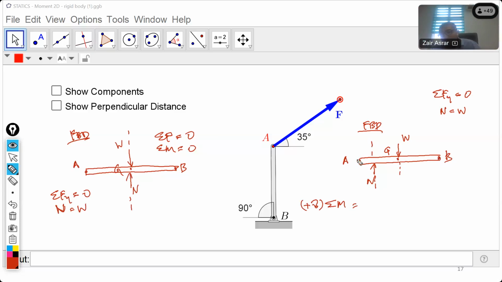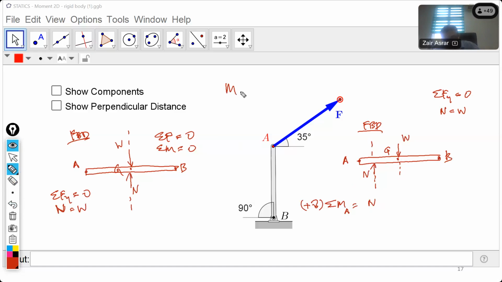Since here we have 3 points, let's say we try to solve the moment equation for each one of these 3 points. Let's start off with point A. So what will happen? In this case, we have moment coming from W and N. Let us start one by one. Let us consider N first. So we have N.